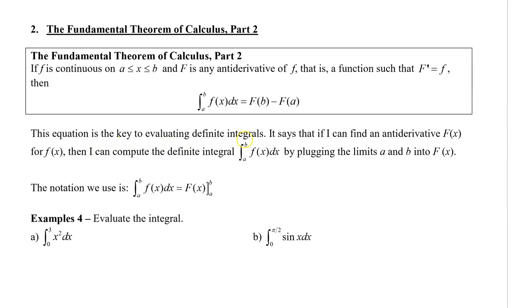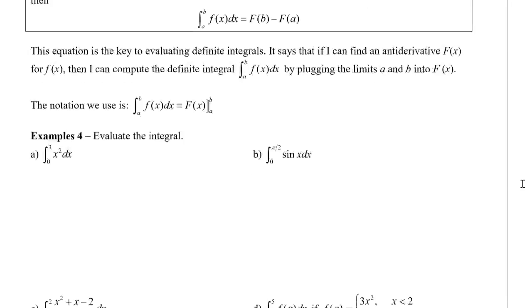So this equation is the key to evaluating definite integrals. It says that if I can find an antiderivative, capital F of x, for f of x, then I can compute the definite integral. I do this by plugging in the limits a and b into the antiderivative, and then I subtract. The notation that we use is the integral from a to b of f of x dx is equal to the antiderivative represented by capital F of x, and then I draw a square bracket, and put the upper and the lower limit in the corresponding spots. So let's take a look at some examples.